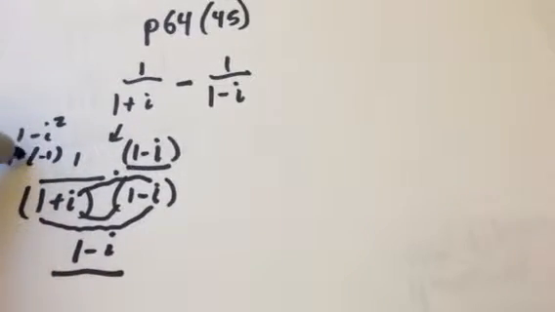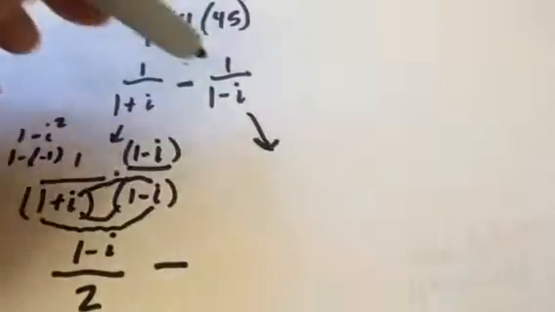So this is basically 1 plus 1. So I have a denominator of 2. And that's going to be minus this one. Now I'm going to do the same thing here.